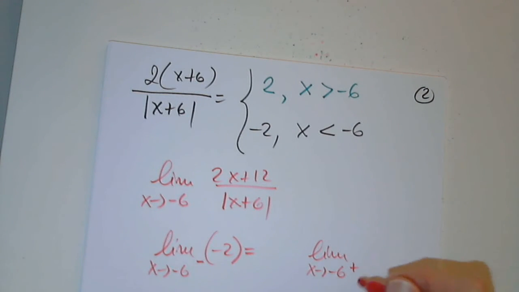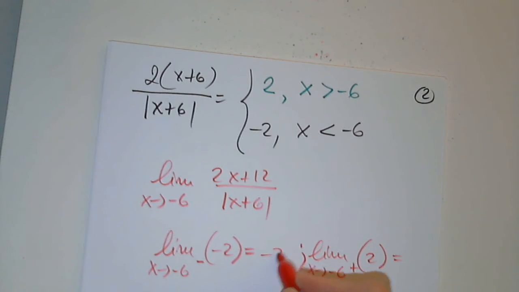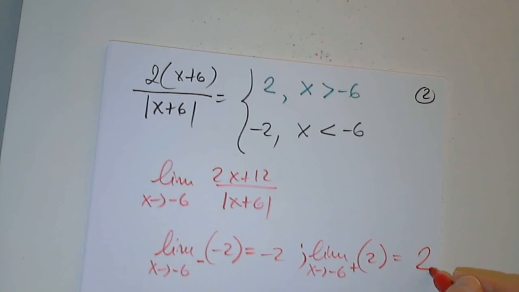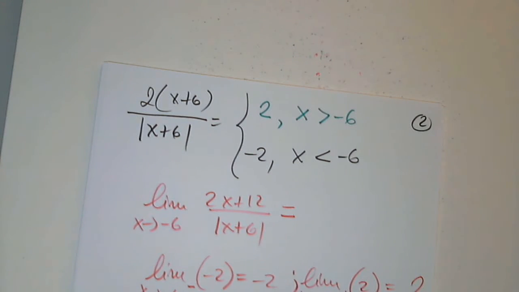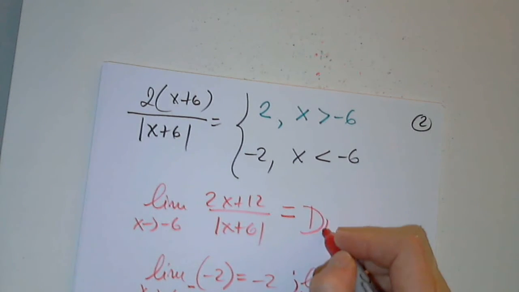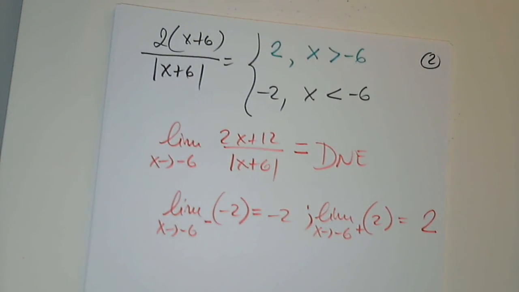And when x approaches -6 from the right, the first one. What is the answer here? Perfect. What is the answer here? 2. So what is the answer here? Doesn't exist. Thank you. Anything else from this section on limits and limit laws before we move on to 2.4?